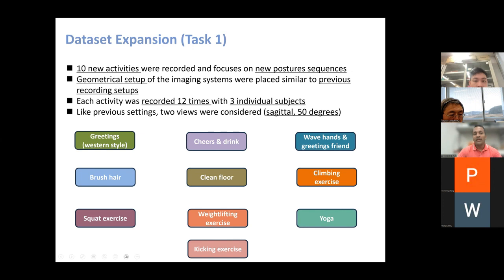But these three points, I would like to press significant attention, is that we keep the same geometrical setup. We keep the same idea of recording three subjects, 12 times, and two views, because we want to keep the data structure similar. We cannot use a different data structure. The previous 20 activities which we recorded are different, and now 10 activities will be different. We want to keep the geometrical setup similar. Only the type of activities and the postures should be different.